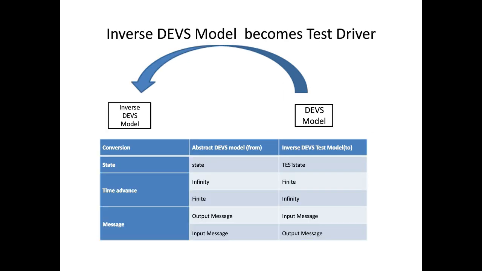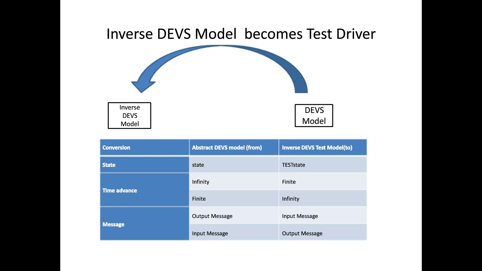So here's the inverse DEVS model concept, and it's particularly appropriate in DEVS, where the model itself has a state. The inverse model has the same state but relabeled. Where the inverse model has an output message, the DEVS model has an input message, and where the inverse model has an input message, the DEVS model has an output message.